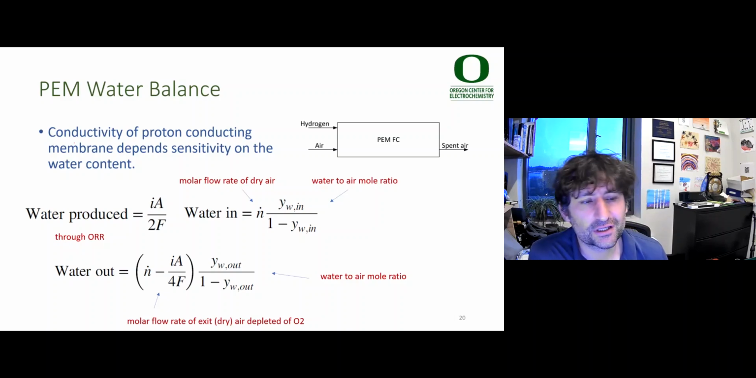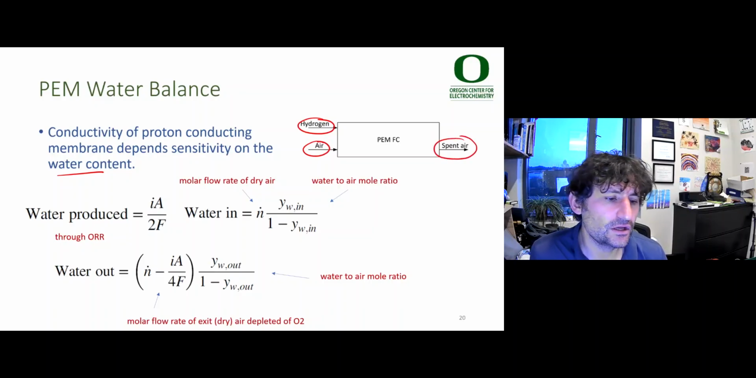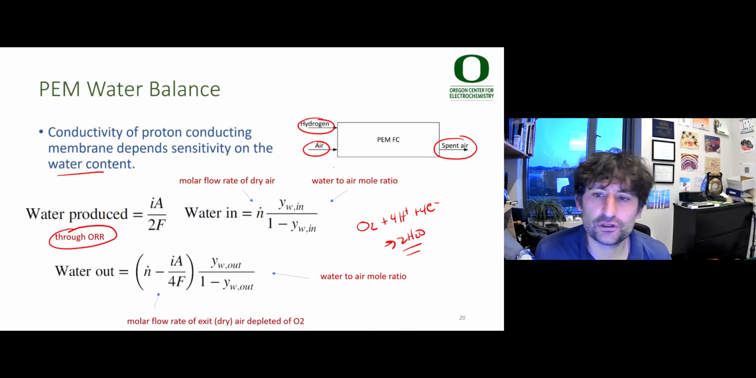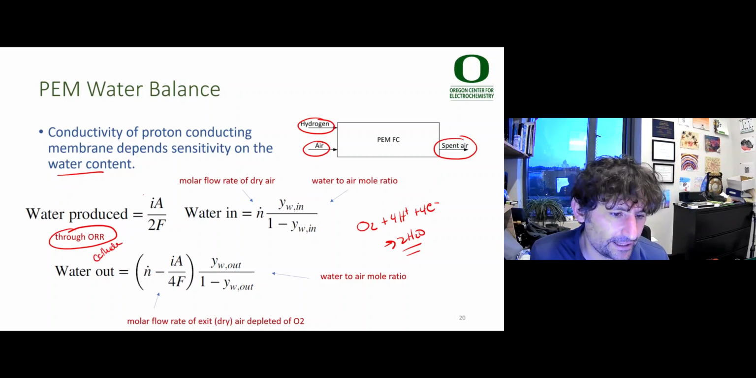And that's because, of course, the conductivity of the proton conducting membrane depends sensitively on the water content. So we have hydrogen and air in and spent air coming out. There's water produced through the oxygen reduction reaction. Remember, O2 plus 4 protons plus 4 electrons goes to 2H2O. So we're producing water, and we're producing water at the cathode. And we're producing at a rate that is I times A over 2F.